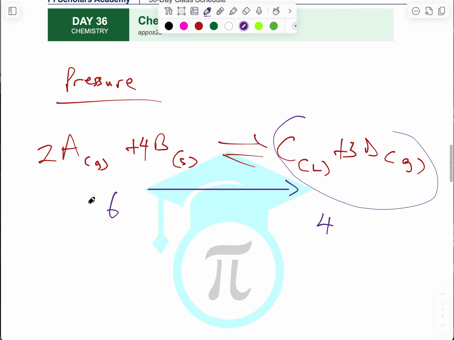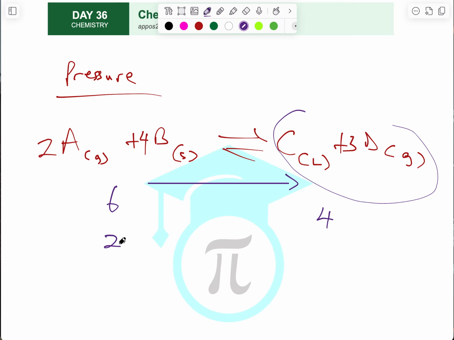So what is the number of moles of gas here? 2. And what is the number of moles of gas here? 3. That implies that the left-hand side is the one that has the lesser number of moles of gas. So therefore, increase in pressure will favor the formation of more of the reactant side. Hence, the backward reaction is favored.